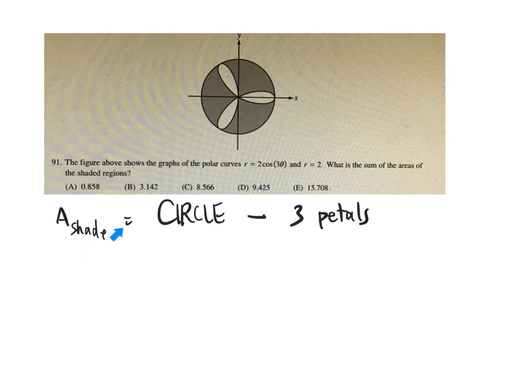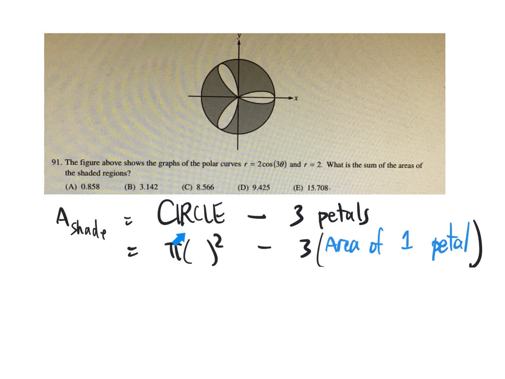So the area of the shade will be the area of the entire circle minus the 3 petals. Well, the circle's radius is 2. So can we just find the area of 1 petal? We'll multiply it by 3 because they're all the same. Well, how are we going to do that?